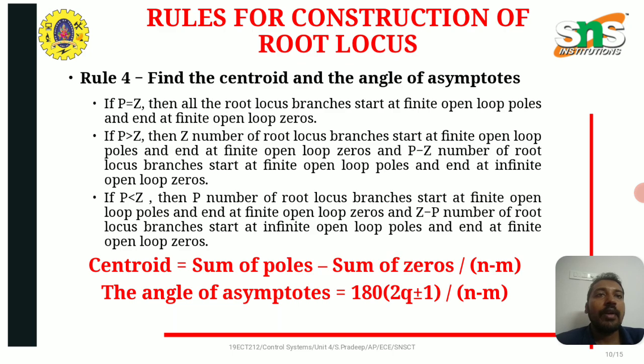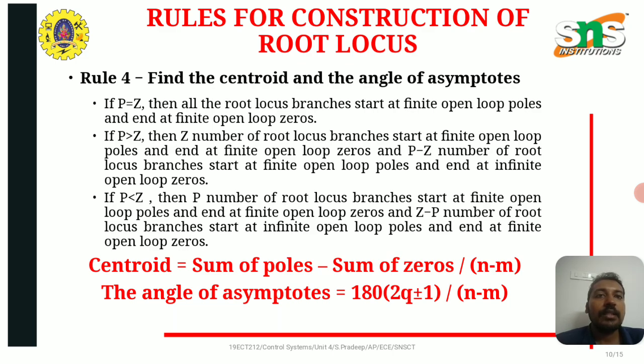Rule 4. Find the centroid and the angle of asymptotes. If p equal to z, then all the root locus branches start at finite open loop poles and end at finite open loop zeros. If p is greater than z, then z number of root locus branches start at finite open loop poles and end at finite open loop zeros, and p minus z number of root locus branches start at finite open loop poles and end at infinite open loop zeros.